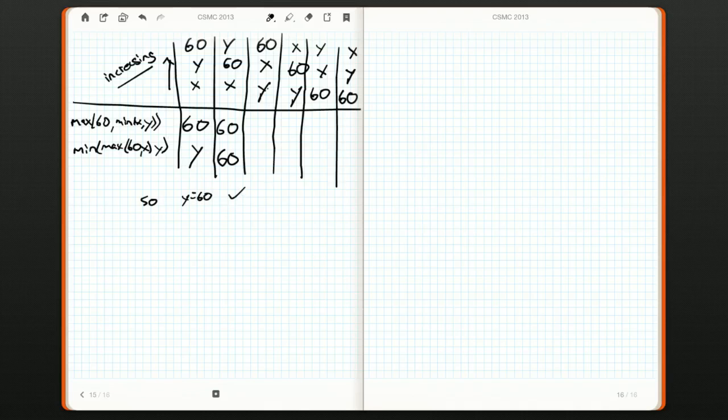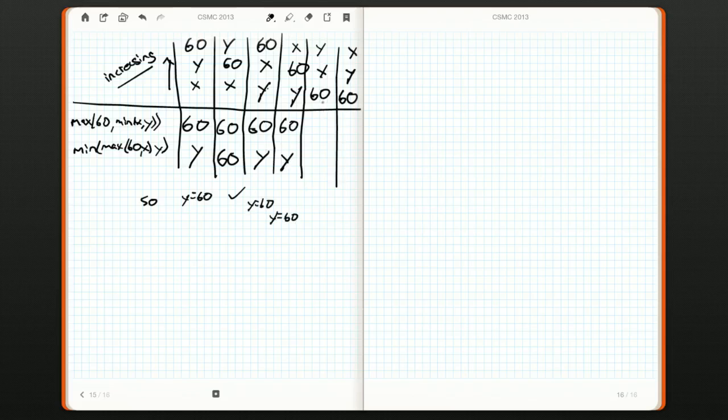Min of x and y is y. Max of y and 60 is 60. I'm noticing a pattern. 60 seems to be coming up a lot. How about this one? The max, we do the inner operation first. The max of 60 and x is 60, and the min of y and 60 is y. So once again, we need y equals 60. All right, this one, the min is y, and then we maximize to 60. And this one, we get x, and the minimum of x and y is y, so we still need y is 60.